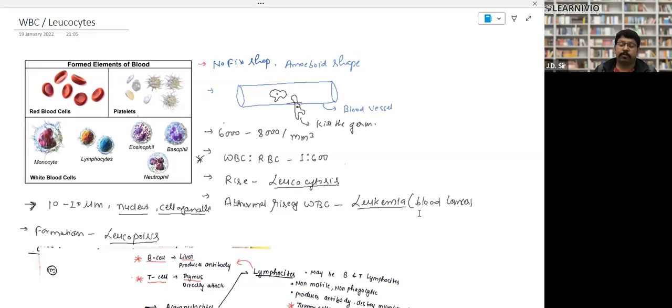Abnormal increase of the WBC takes place. So, what is the function of WBC? The function of WBC is to kill and eat the germs. Rather than eating germs, it starts eating our own body cells, right? Technically we call that autophagy, right? So that is blood cancer. That's why you know that blood transfusion is required for the blood cancer patient, right? So abnormal rise of WBC is called leukemia or blood cancer.